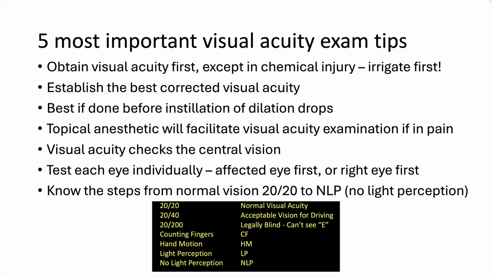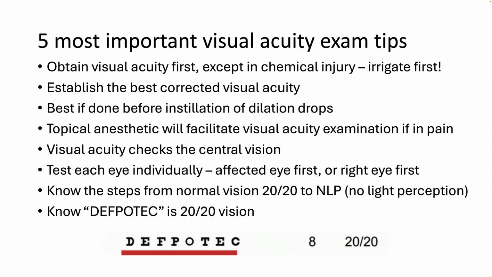Know the steps from normal vision of 20/20 to no light perception. Know that DEFPOTEC is 20/20 vision or line 8 on the Snellen chart.